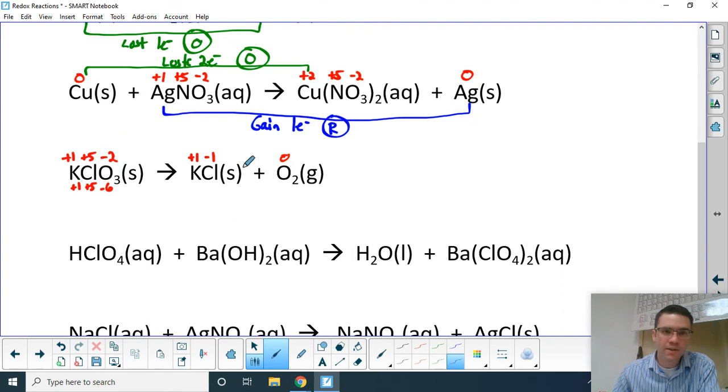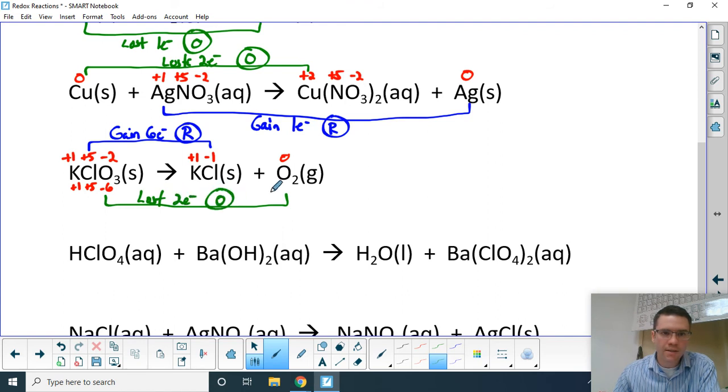Oxygen goes from a -2 to a 0. Let's do it in the right order here. Chlorine, I have my blue, so chlorine's gaining electrons here. It goes from a +5 to a -1. It gains 6 electrons, and it was reduced. And then my green, who loses electrons? Oxygen does. It goes from a -2 to a 0. And so if we lose electrons, we're losing 2 here, and we would say it gets oxidized.